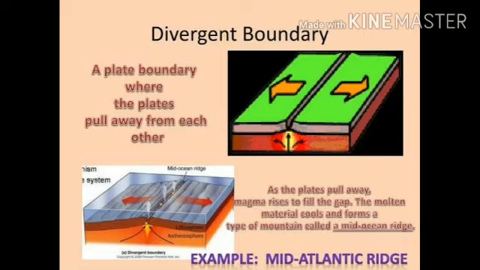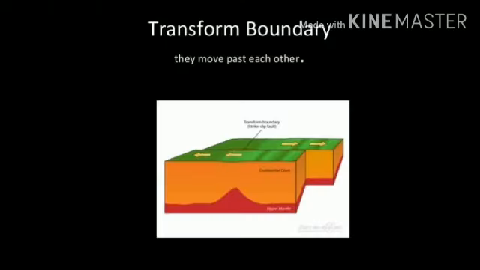Moving on to understand transform boundary. Students, a transform boundary is formed when plates move horizontally past each other. That means when some plates move past each other, they form a transform boundary. Students, what do you mean by transform boundary? Yes, when 2 plates move horizontally past each other, they form a transform boundary.